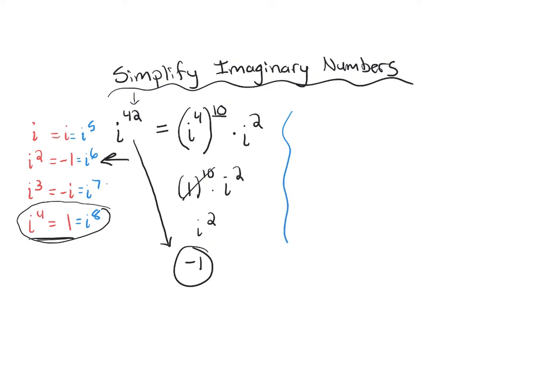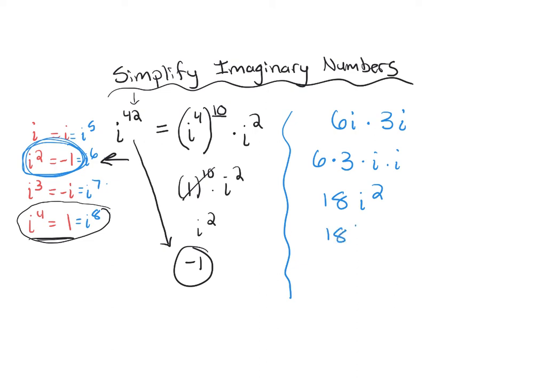All right, now a different type of question. We're going to do 6i times 3i. So think of this as 6 times 3 times i times i. So this is 18i squared. Well, what is i squared? Over here, i squared is -1, and 18 times -1 is -18.